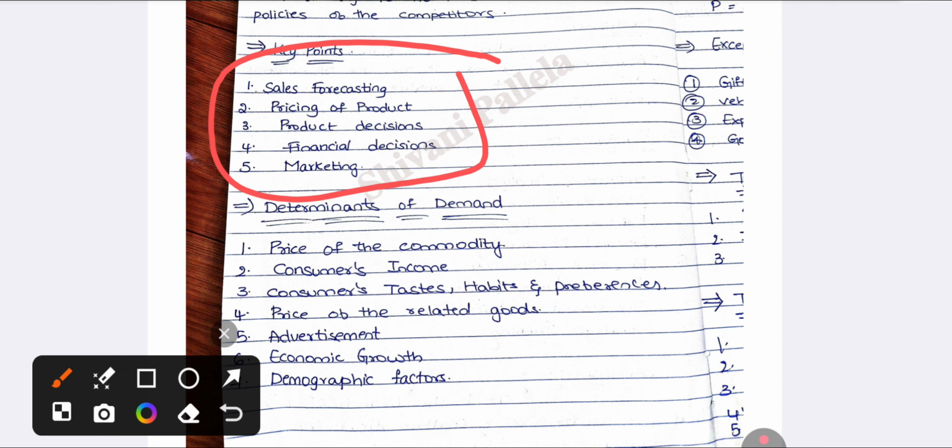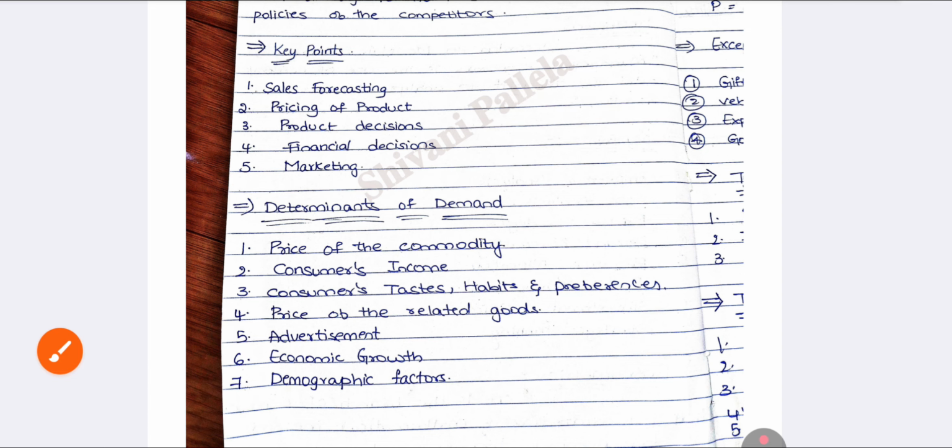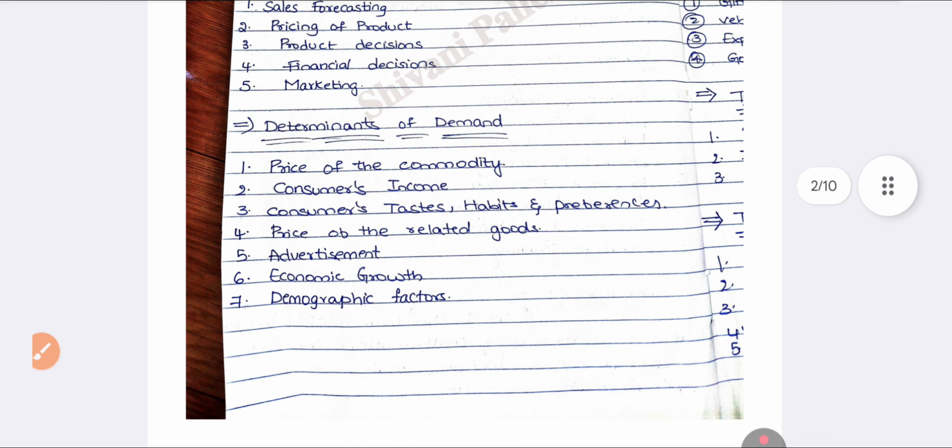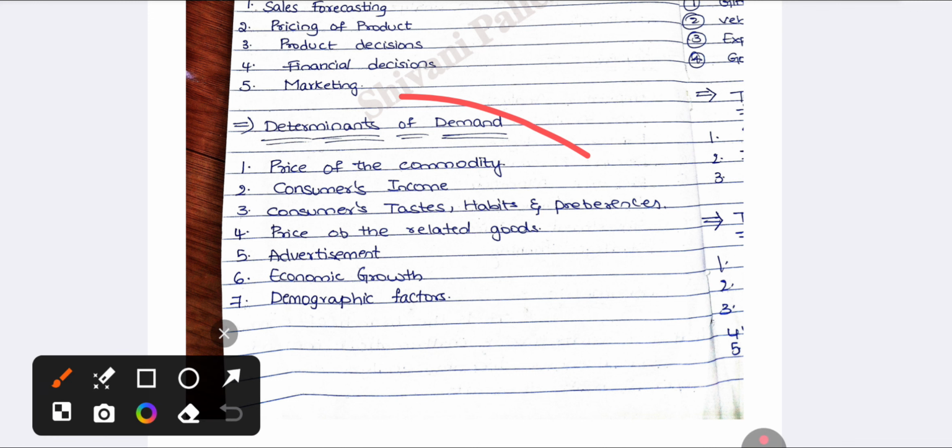Sales forecasting is nothing but prediction. You will predict your sales, how much it is going to be next month. Next, pricing of the product, how much price you will keep. Next, product decisions, how the product should be. Financial decisions and marketing, these types of side points will be included in demand analysis. I'm just reading and explaining in a short way to help you understand the side points, because I have already given lengthy explanations in the explanation videos. You can watch that.